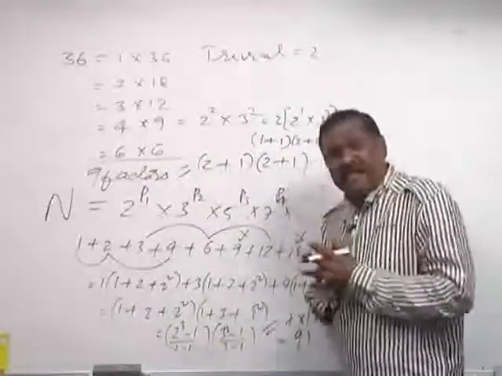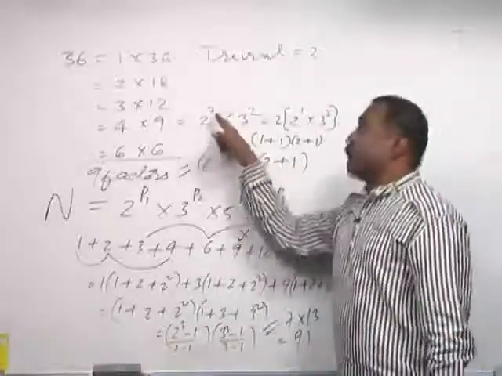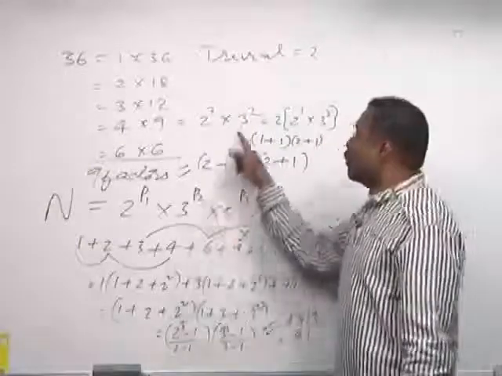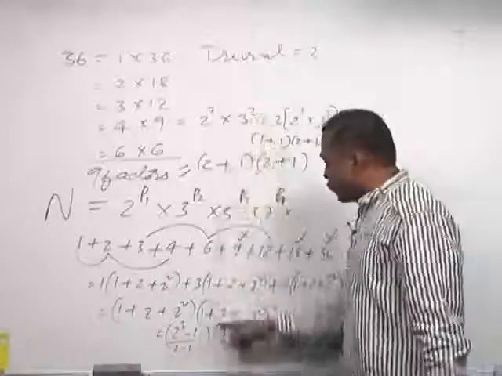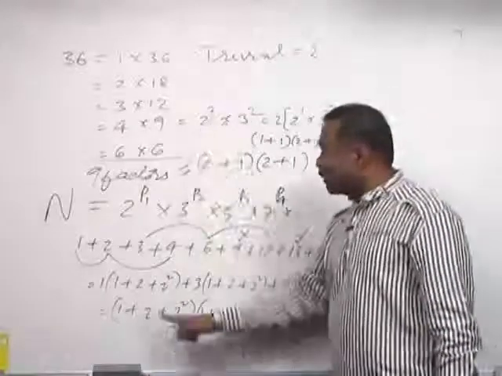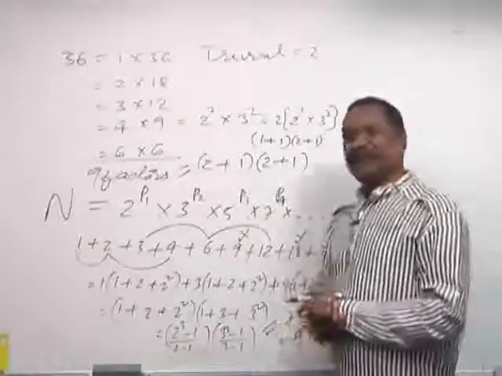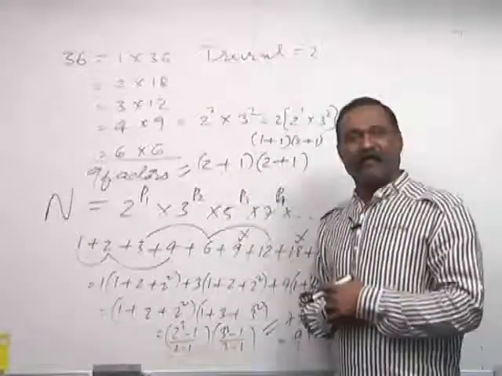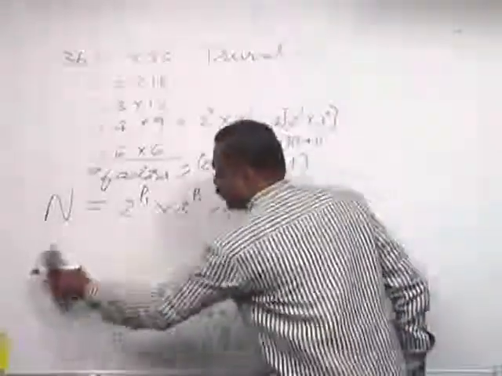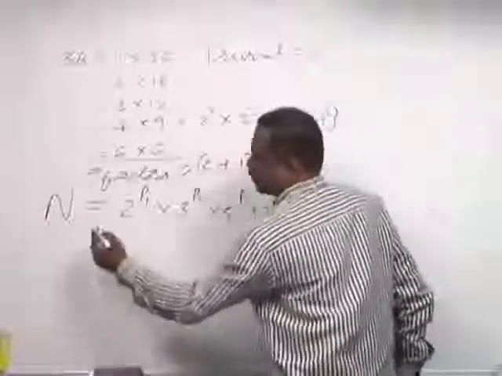So what we need here to generalize this formula: this is 2 cube, that means 2 power 2 plus 1, minus 1 upon 2 minus 1. And 3 power 2 plus 1, minus 1 upon 3 minus 1. Understand it carefully, please. That means 1 is added. So for n, can you say, anybody, please, the sum of all the factors or divisors?